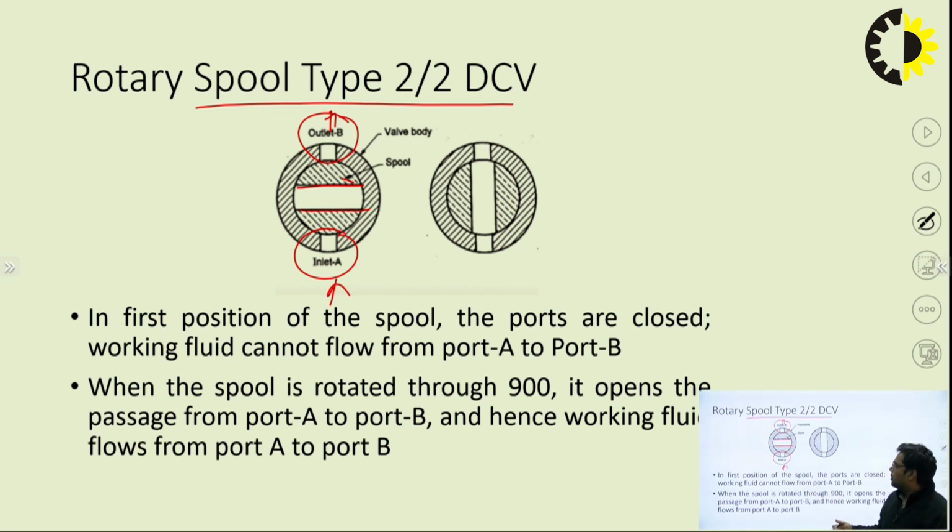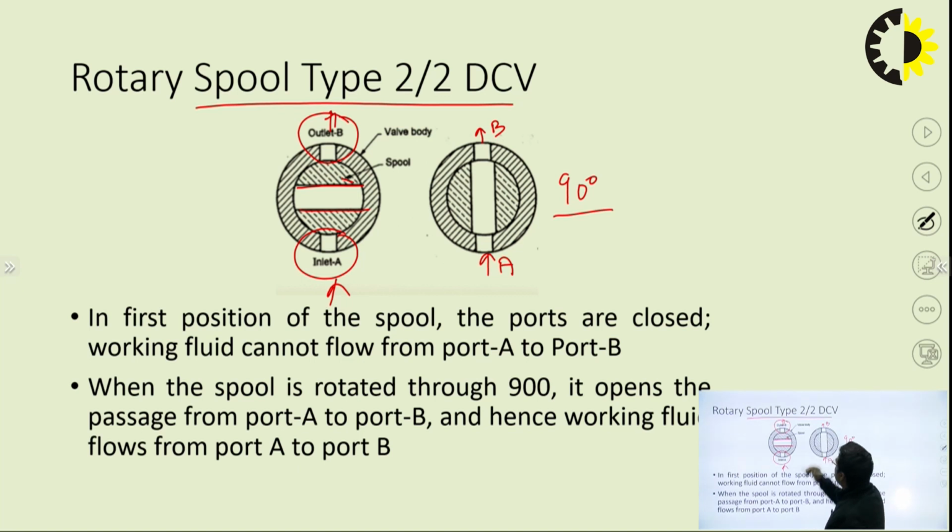But now what happens if the spool moves through 90 degrees, either clockwise or anti-clockwise? Let us suppose this is inlet port A and this is outlet port B. So you will find the path is open. As the path is open, as the spool is moved 90 degrees, a flow of air or fluid can move from A to B, or in the case of B to A.